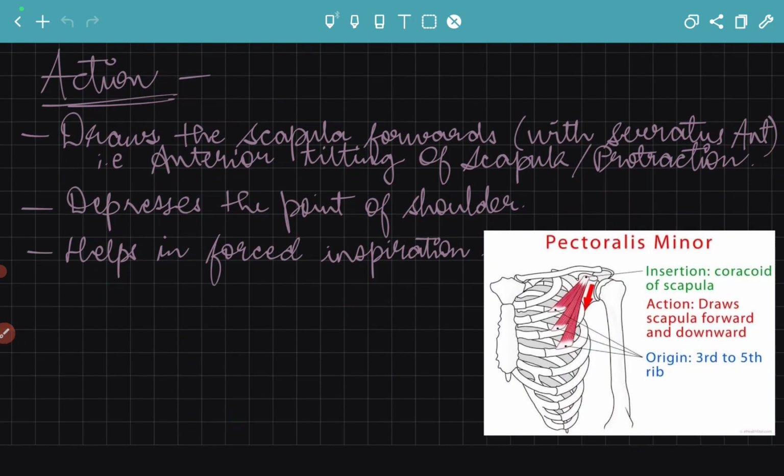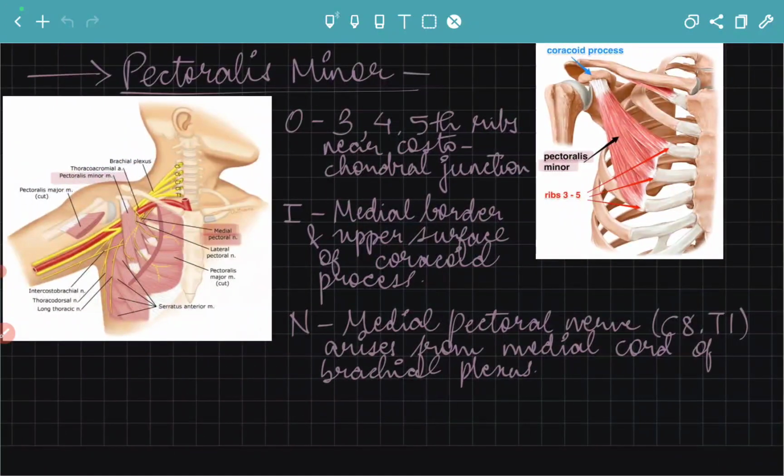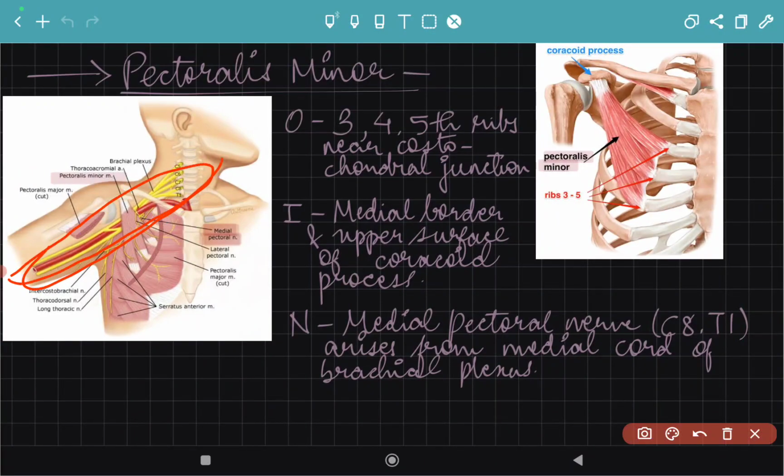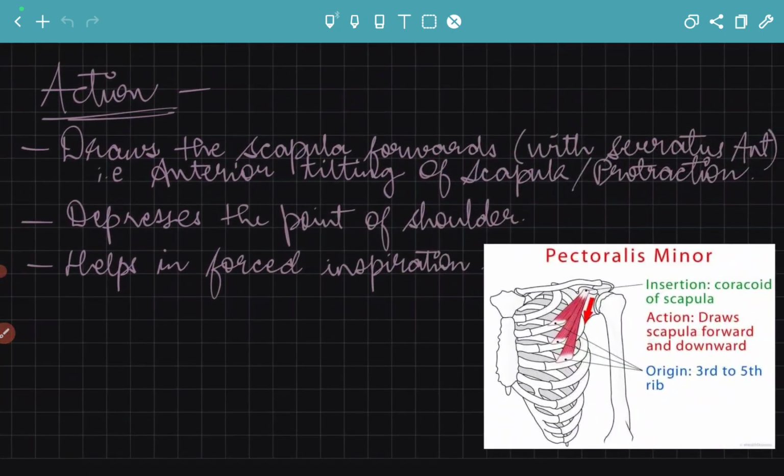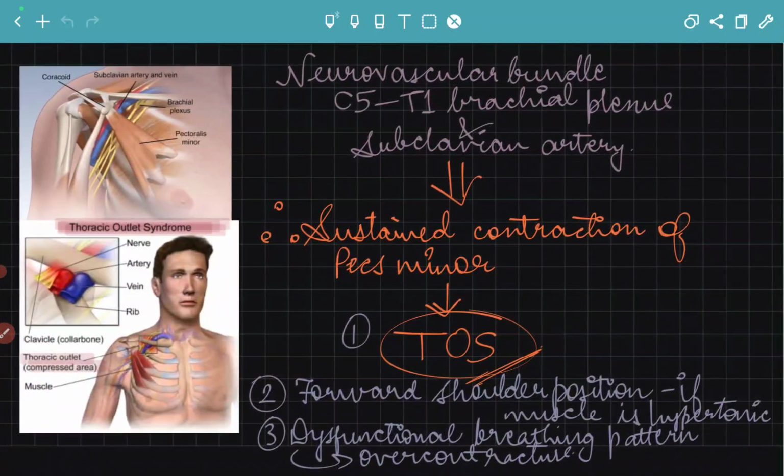Now as we know, the brachial plexus and the other thing, the subclavian artery, can also be appreciated over here. So this structure is passing beneath the pectoralis minor. So if there is tightness in pectoralis minor, then it may cause compression of this neurovascular bundle. So what pathology can occur? Let's discuss that.